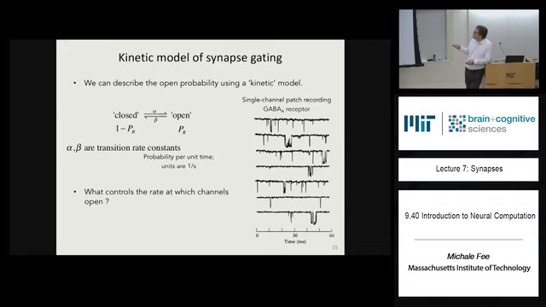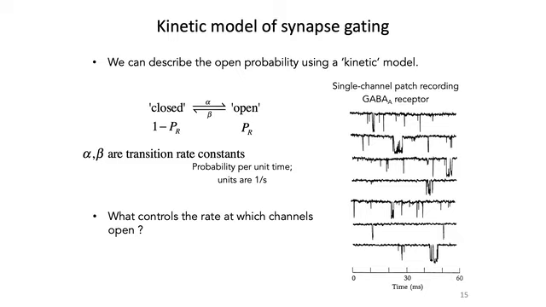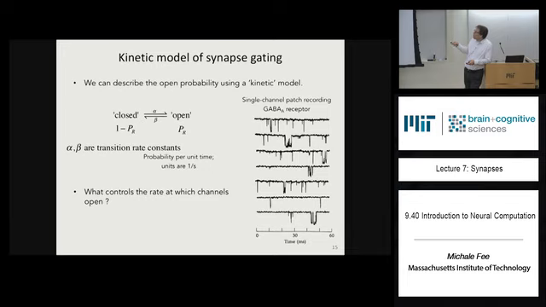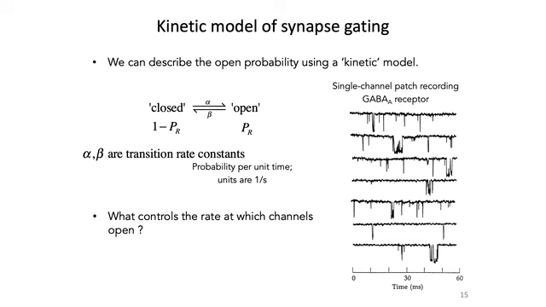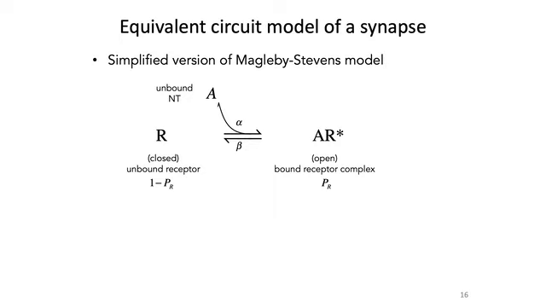Good. So alpha will depend on the concentration of neurotransmitter. That controls the rate at which closed channels open. And how about open to closed? It's not the concentration of the neurotransmitter. It'll be something else. Exactly. So there will be basically some rate constant for neurotransmitter unbinding. Okay. All right, so let's do that.